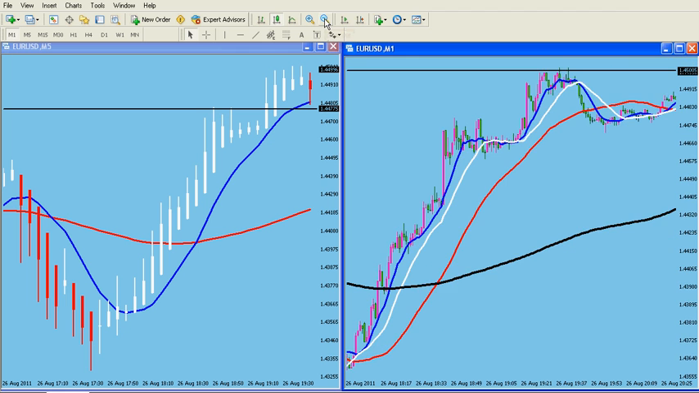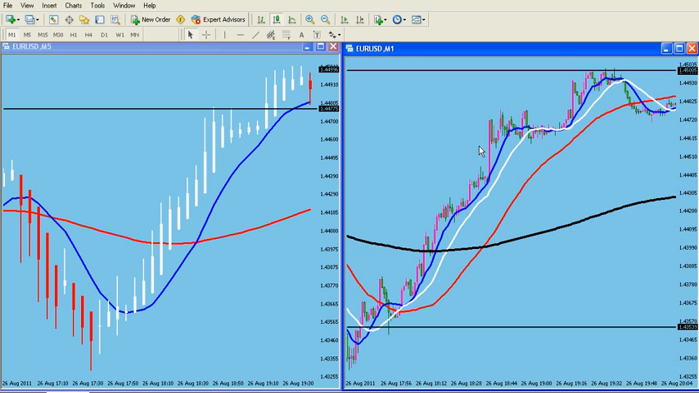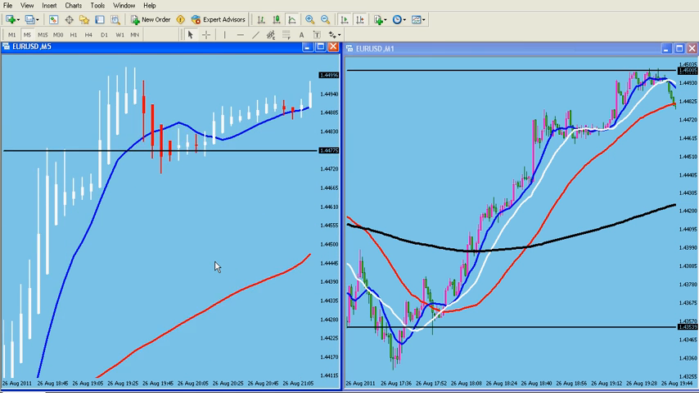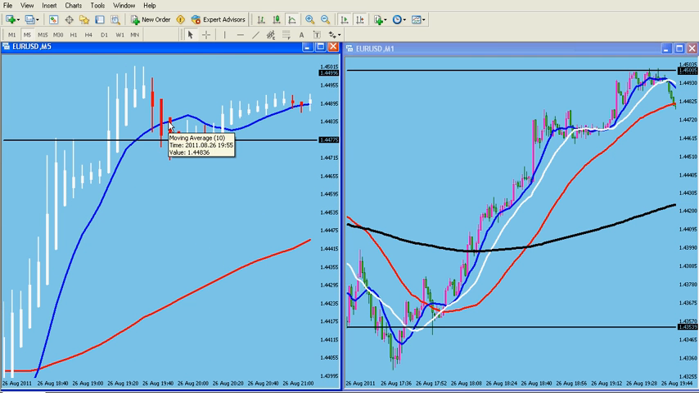And I can shrink that for you so that you can get a better look at that. But that's the advantage of waiting for the cross of the 10 SMA for me. Now, let me also say this. You can get a cross of the 10 SMA, a strong cross of the 10 SMA, and still get faked out. So there are no absolutes in Forex.